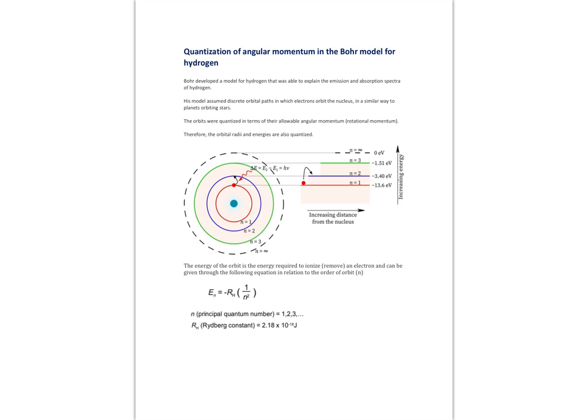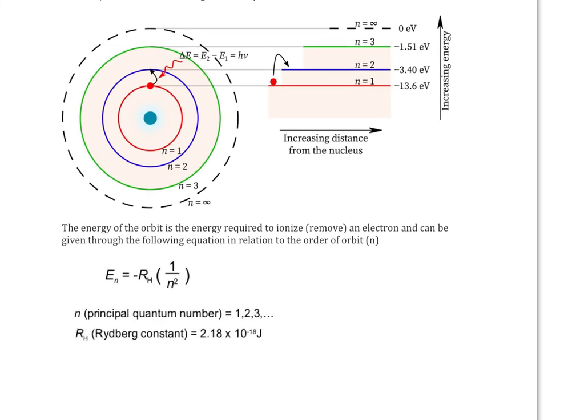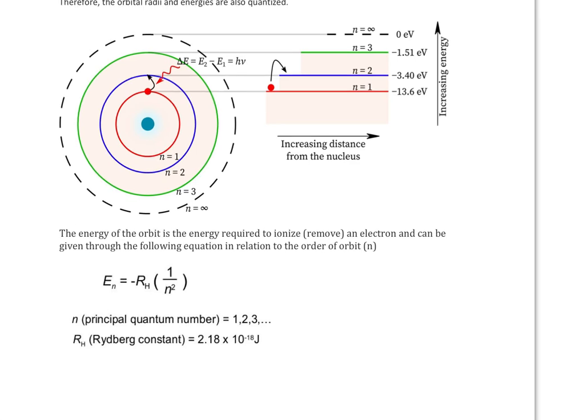It says the energy of an orbit is the energy required to ionize an electron, to remove it, given by the following equation, with something called the Rydberg constant in joules. That's the same equation as on the data booklet. On the data booklet, they give the formula in electron volts, so they're just converting that Rydberg constant in joules to electron volts and saying it's 13.6 electron volts.